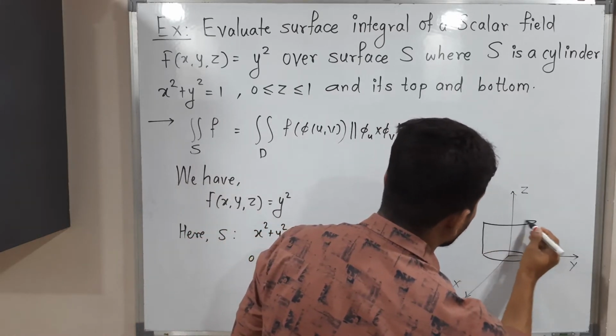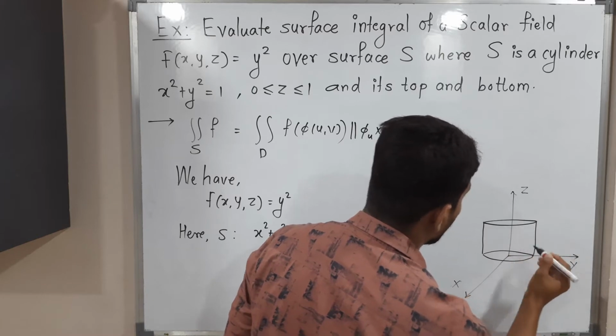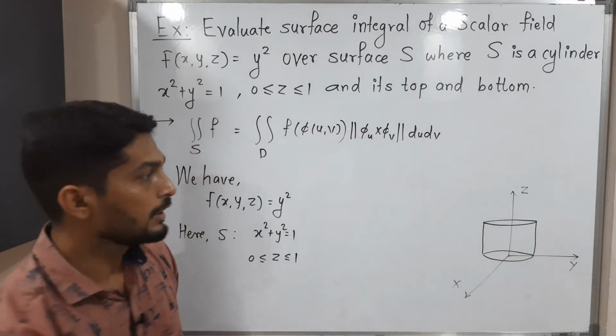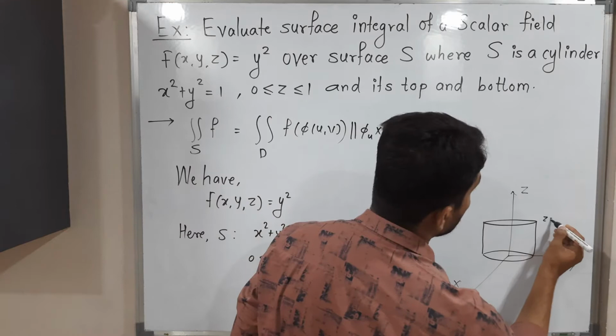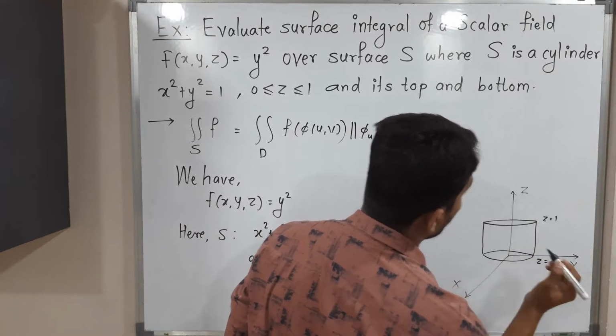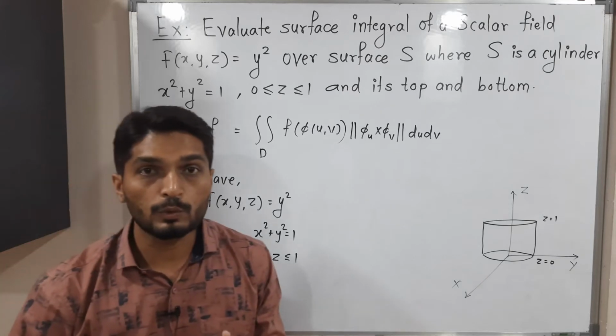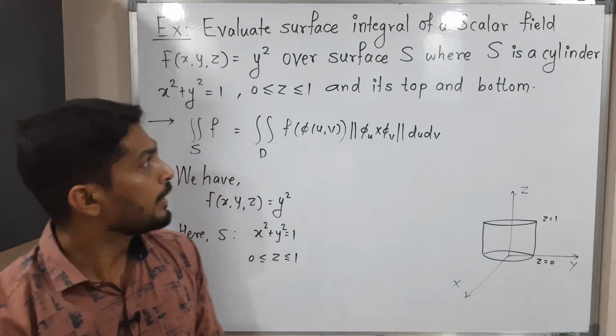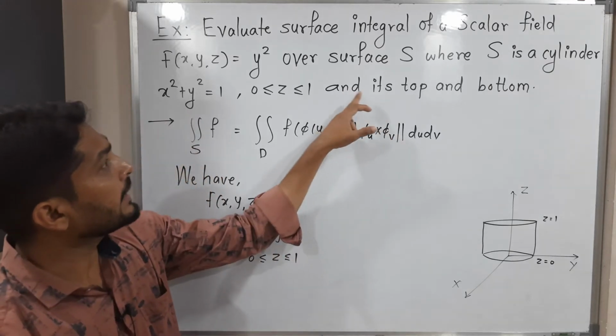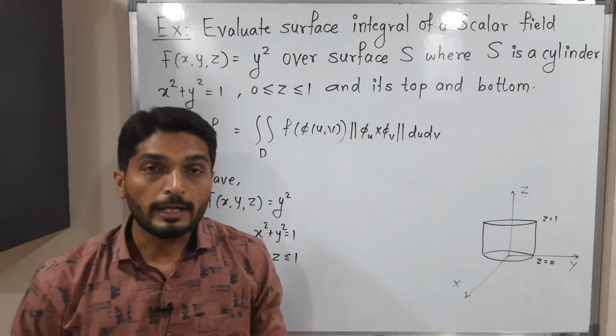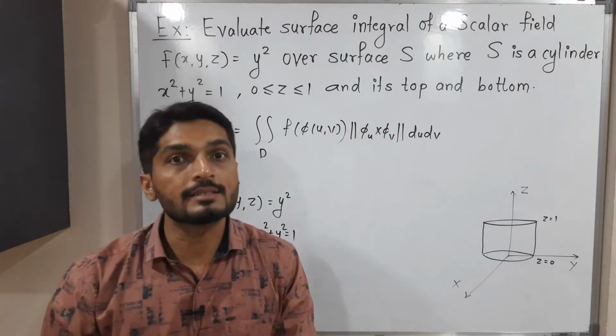I am drawing a rough sketch of it. So we have a cylinder like this. Here you can easily see z is equal to 1 and here z is equal to 0. The equation of that cylinder is x square plus y square is equal to 1, radius is 1. They have mentioned that it has its top and bottom also. That means we have to consider the entire cylinder.